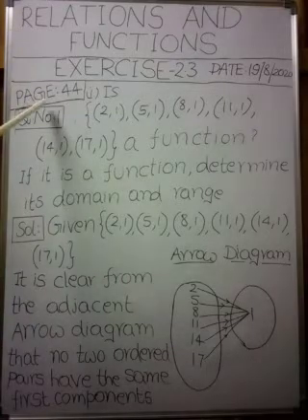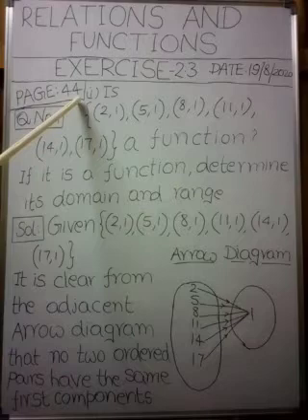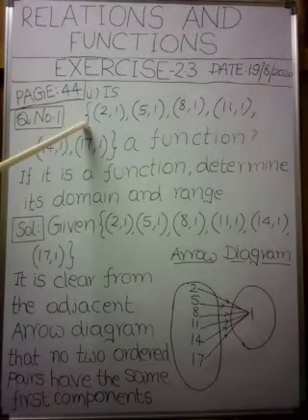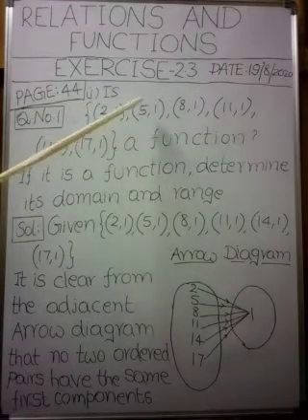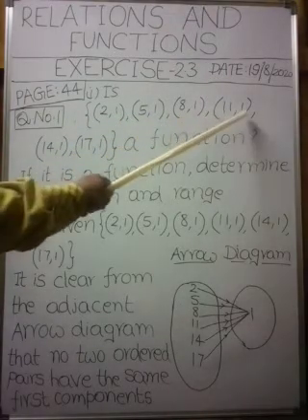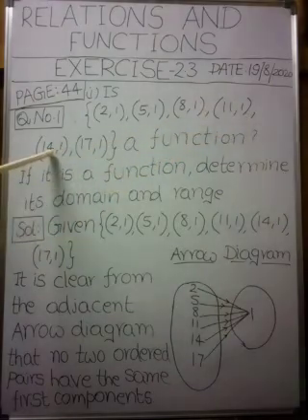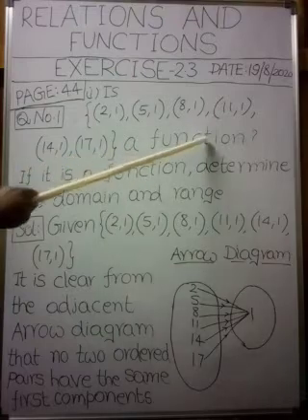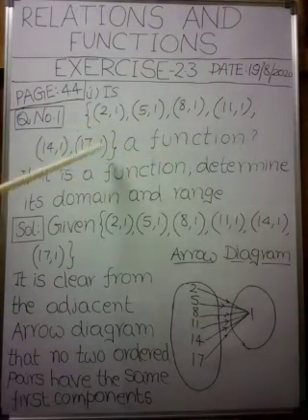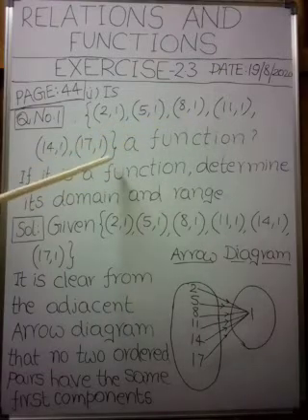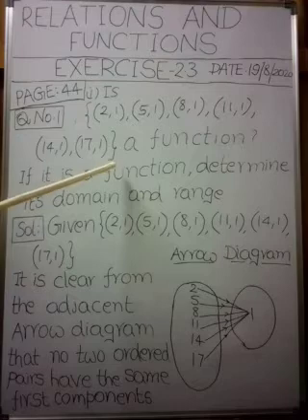Right. See page number 44 in the textbook. See question number 1 in exercise 2.3. Is the set {(2, 1), (5, 1), (8, 1), (11, 1), (14, 1), (17, 1)} a function? It is a given relation. We have to check whether this relation is a function or not. Understood the question, my dear children?